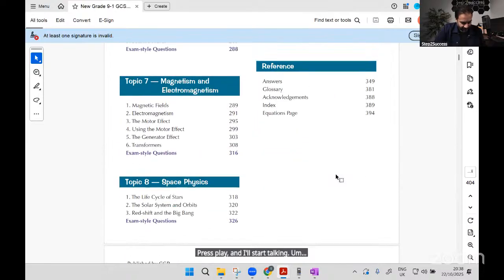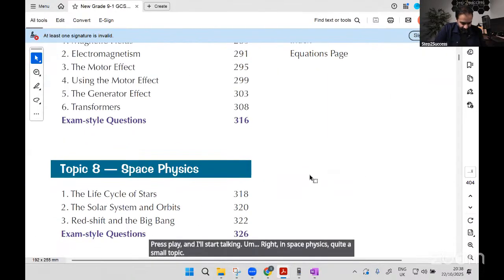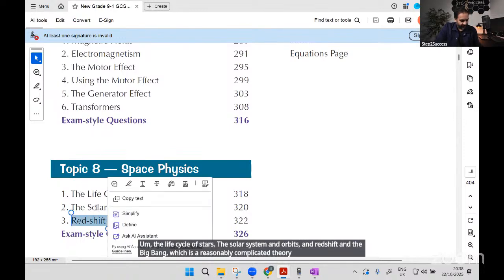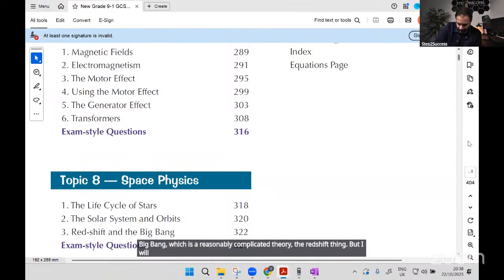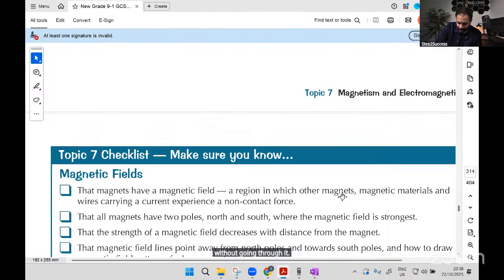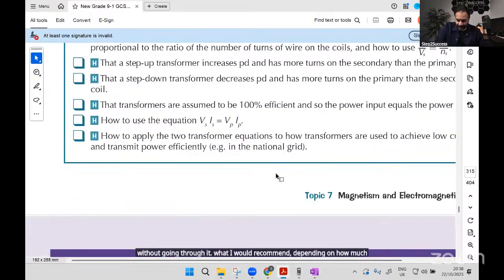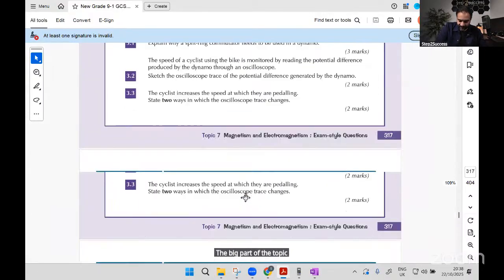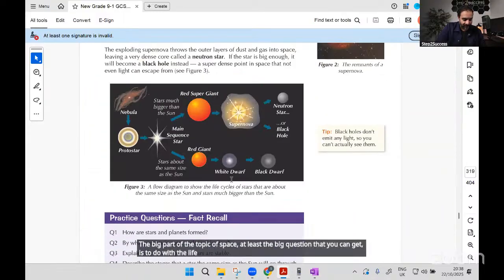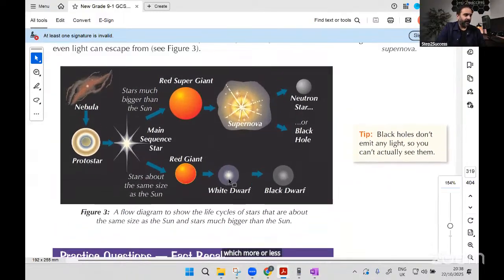Right, in space physics, quite a small topic, as you can see here. The life cycle of stars, the solar system and orbits, and redshift and the Big Bang, which is a reasonably complicated theory, the redshift thing. But I will tell you, without going through it, what I would recommend, depending on how much you've done of this. The big part of the topic of space, at least the big question that you can get, is to do with the life cycle of stars, which more or less is summarized by this picture.